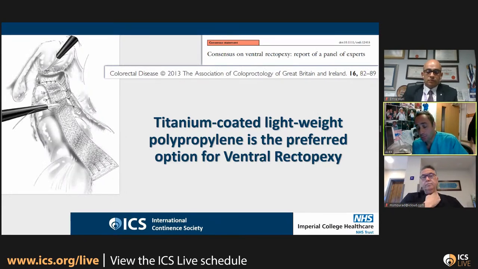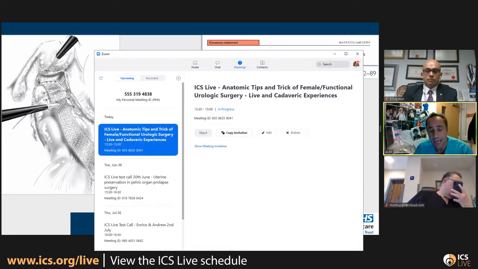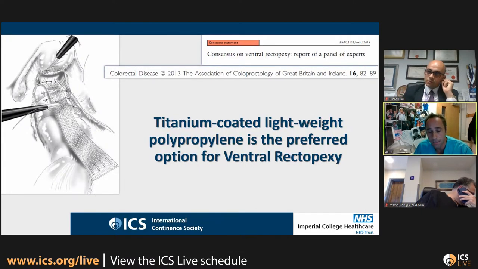Then, if I accept that this can be a good approach, I started looking at which surgical material I should use, which mesh. And I found this consensus statement from the Association of Coloproctology of the UK, where the guideline suggested using a monofilament polypropylene lightweight mesh, covered by titanium, to perform a ventral rectopexy. So I asked myself, if the colorectal surgeons are attaching this type of mesh on the rectum and they are not worried about erosion, why should I not attach my mesh on the uterus?